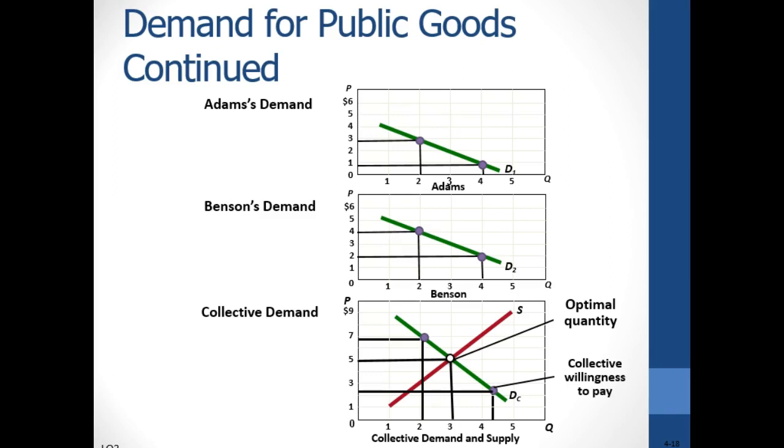The collective demand curve for a public good is found by summing vertically the individual willingness to pay curves D1 and D2 for Adams and Benson. The supply curve of the public good is upward sloping, reflecting rising marginal costs. The optimal amount of the public good is 5 units, determined by the intersection of DC and S. At that output, the marginal benefit, reflected in the collective demand curve DC, equals marginal cost, reflected in the supply curve S.